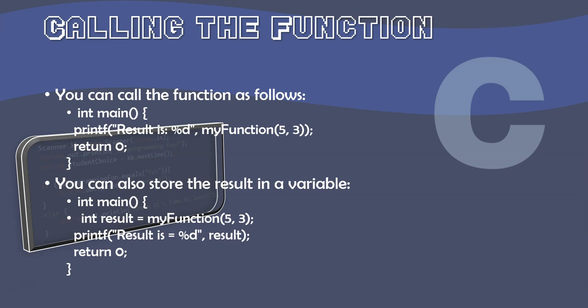We of course could also store the result into a variable. So for example, if we look here, we're going to say int result is equal to my function 5, 3. That means I'm going to first calculate that, store it into a variable, and then instead of having to put my function as part of this print statement, I can just join in the variable instead.